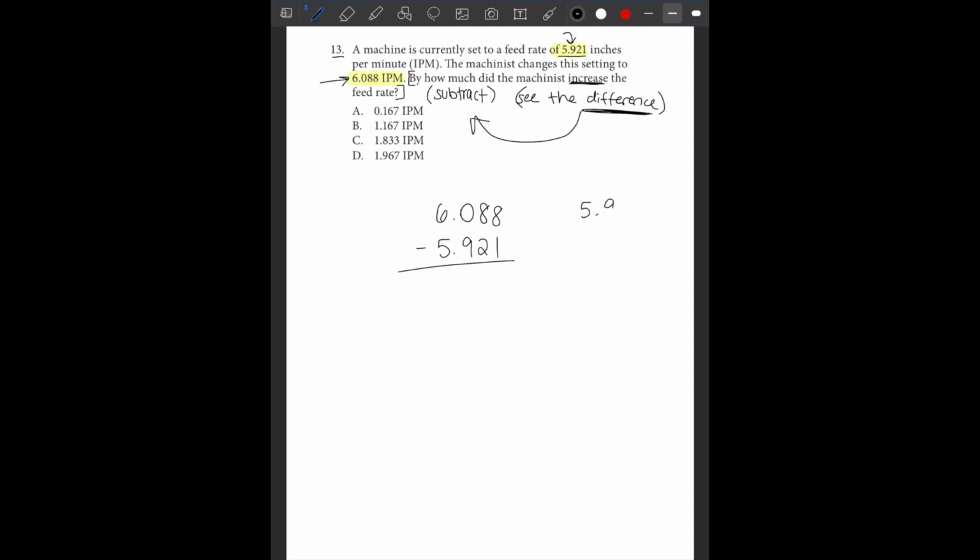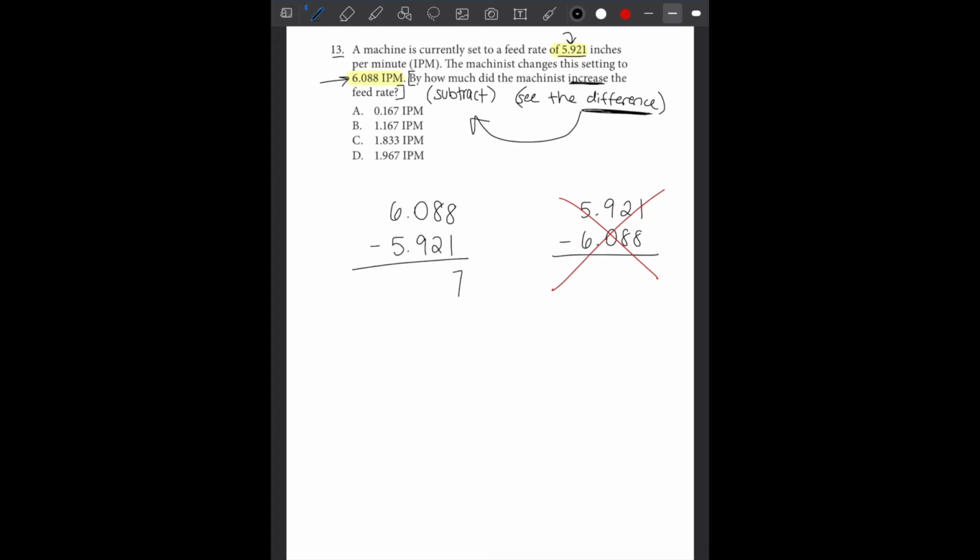If we would have subtracted it like this, we would get the same answer just as a negative. But you cannot subtract the problem this way because you would get that negative. So moving over here, we're going to subtract this problem.